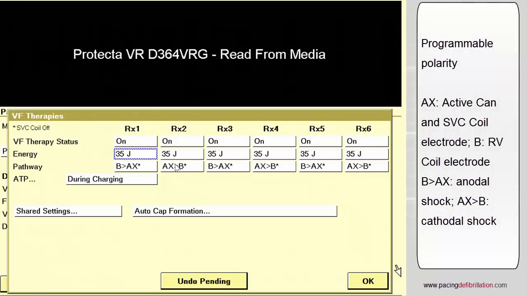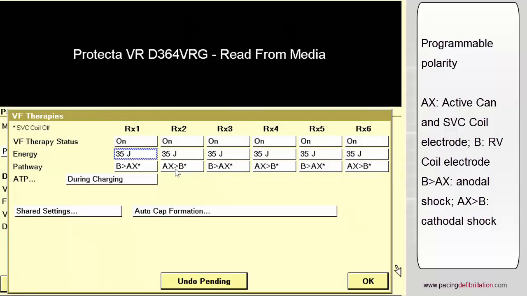Two shock polarities can be programmed. An anodal shock corresponds to a shock with the right ventricular electrode as the anode in the first phase of a biphasic shock and as the cathode in the second phase. In contrast, a cathodal shock corresponds to a shock with the right ventricular electrode as the cathode in the first phase of a biphasic shock and as the anode in the second phase.